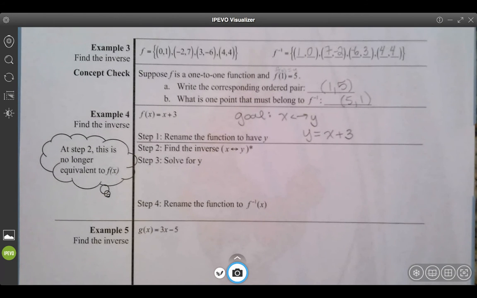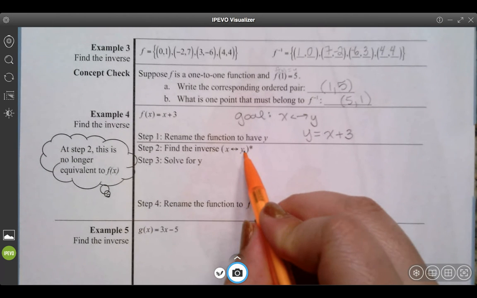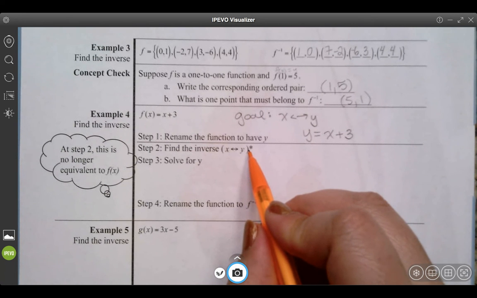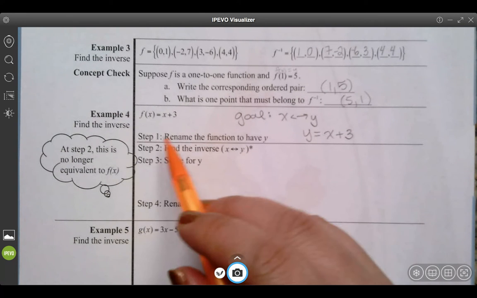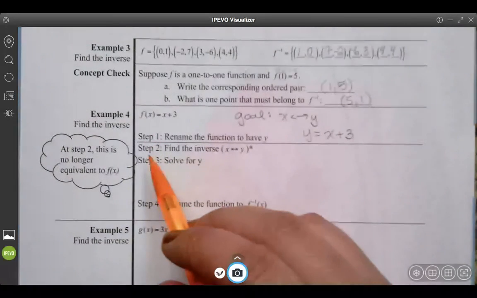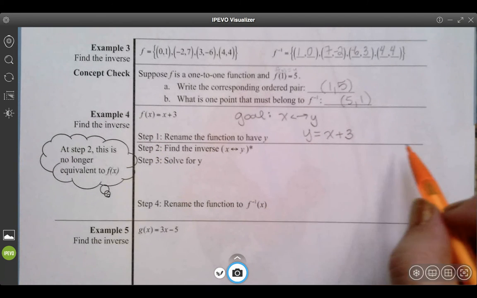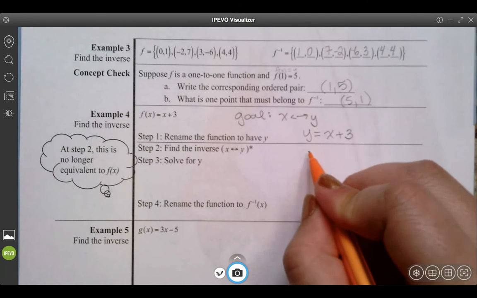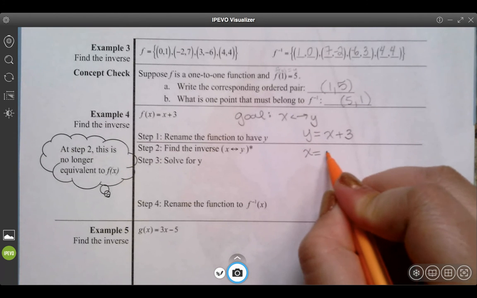So in step 2, we're actually going to do that step of switching x and y. And it is this step, at step 2, where we are no longer working with f of x, but we're now working with the inverse function, okay? So that's what that line represents. We're working with a different function now. So when we switch x and y, this becomes x equals y plus 3.